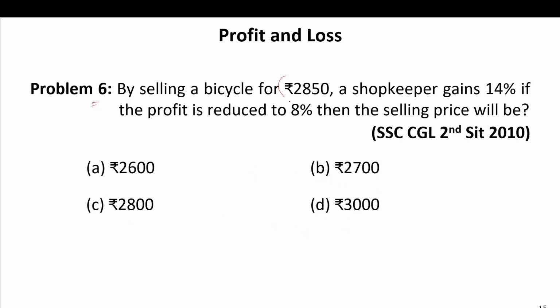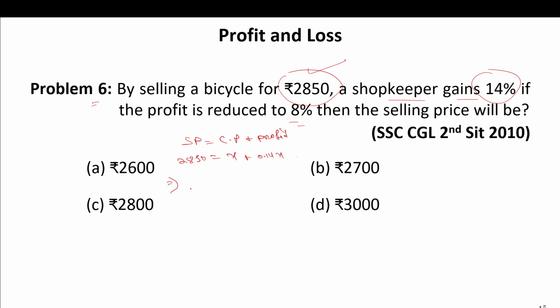By selling a bicycle for 2850, a shopkeeper gains 14%. If the profit is reduced to 8%, then the selling price will be what? So after gaining 14%, he sold it for this much. So SP is equal to what? CP plus profit amount. So CP, let it be X, and the profit is given as 14%, so it will be 0.14X, right? So this is given as 2850. So you can see we have converted the word problem to an algebraic equation.